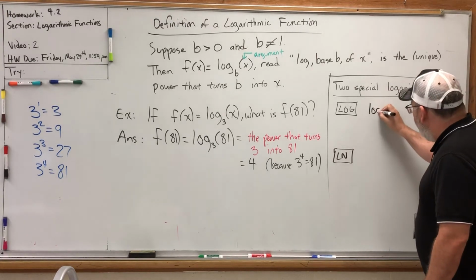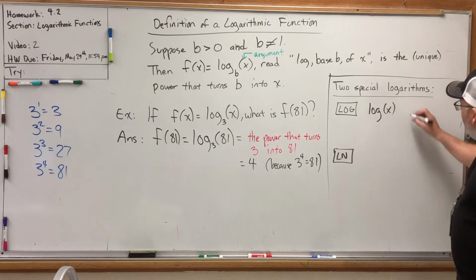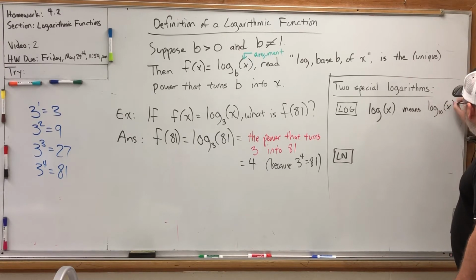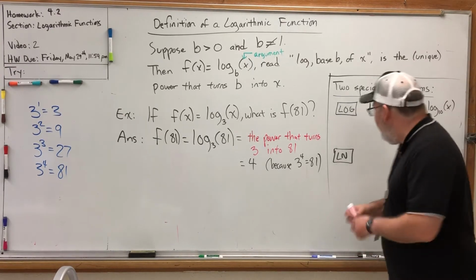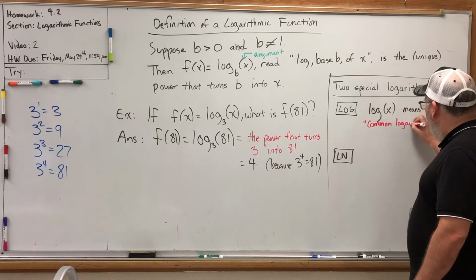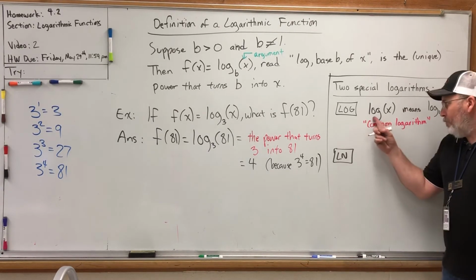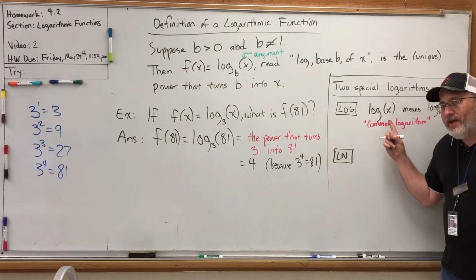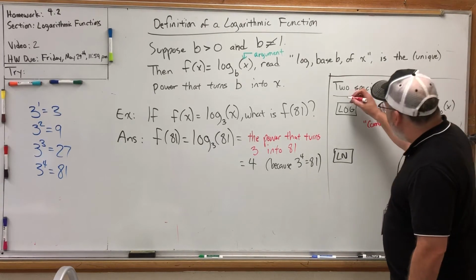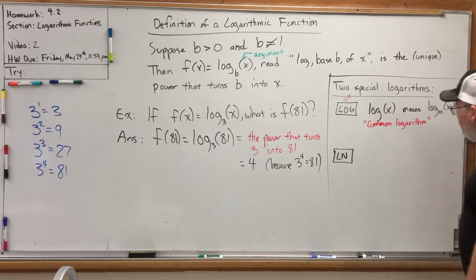When you see log without a base, that's what this one is. Log without a base means log base 10. This is what's called a common logarithm. So again, if you see a logarithm without a base, it is an implied 10. If you have a calculator, this is easy to remember because above the log button is 10 to the x. Why? Because these are inverse functions.